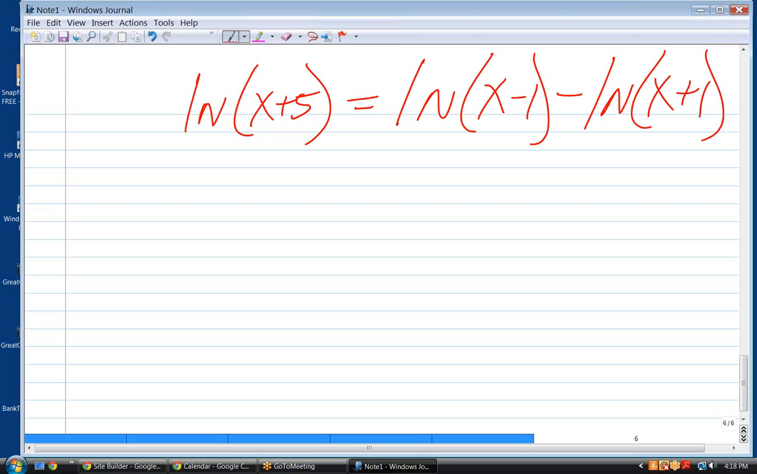Now, first, you can't divide both sides by natural log. If you have the natural log of one thing equals the natural log of something else, then you can equate both arguments. But here we have two natural logs over there. So what can we do on the right side? Wouldn't you want to compress it? Yes. So it would be x minus 1 divided by x plus 1.